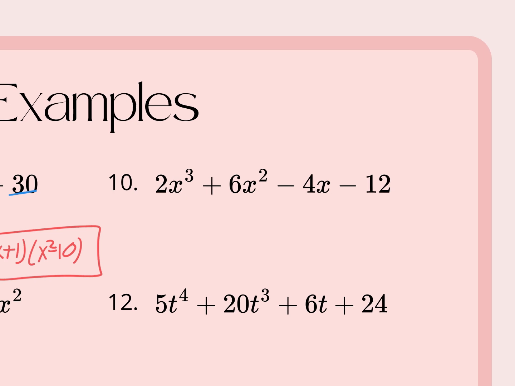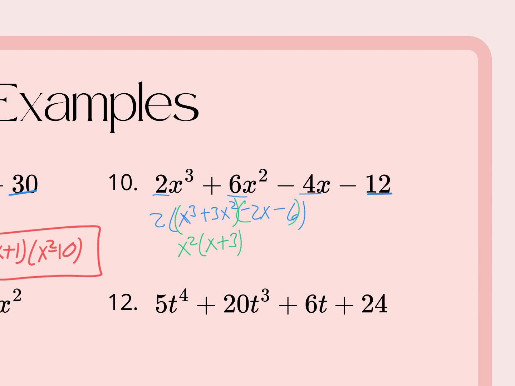In our next group, I can take out between all of these terms a 2. When you take out a 2, you're left with x to the 3rd plus 3x squared minus 2x minus 6. And then once again, I can group the first 2 and then group the second 2. GCF of that first group is going to be an x squared. I'm left with an x plus 3.